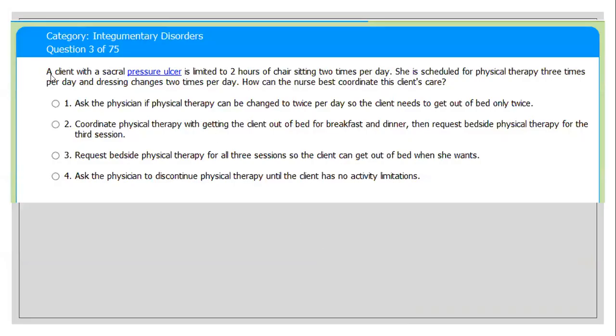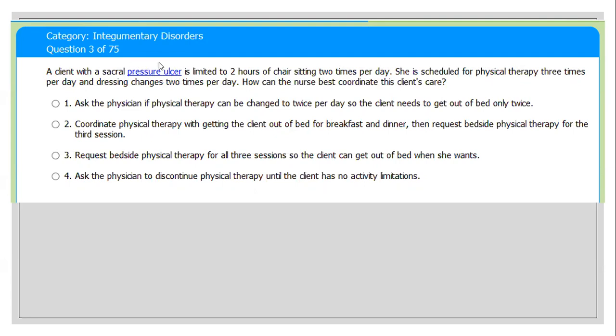Next question here: a client with a sacral pressure ulcer is limited to 2 hours of chair sitting 2 times per day. And she is scheduled for physical therapy 3 times per day and dressing change 2 times per day. How can the nurse best coordinate this client's care?